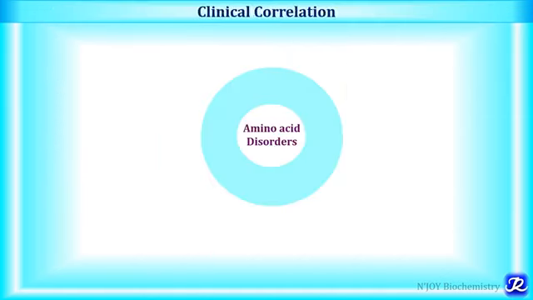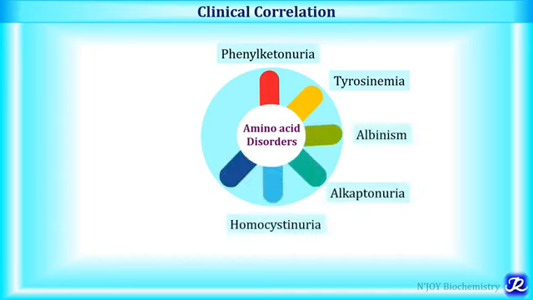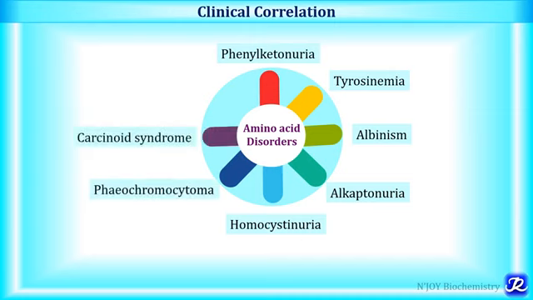Various disorders are associated with amino acid metabolism, which we are going to study in the videos on amino acid metabolism. So the disorders like phenylketonuria, tyrosinemia, albinism, alkaptonuria, homocystinuria, pheochromocytoma, carcinoid syndrome and Hartnup disease. These are some of the disorders related to amino acid metabolism.